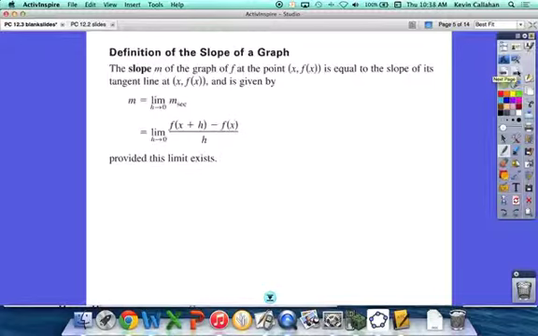So the definition of the slope of a graph is just what we did right there, right? The m equals the limit of the slope of the secant line, as h approaches 0. And you could write it like this: the limit as h approaches 0 of f of x plus h minus f of x divided by h, provided that the limit exists. So what we just did, that is slope.